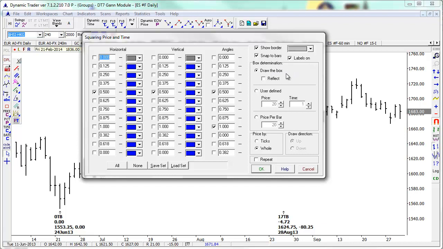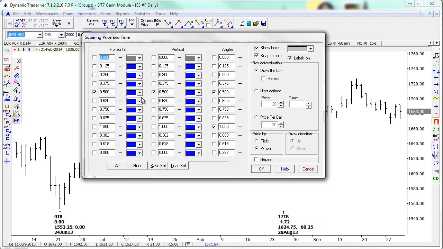And then we have draw the box. Well, that's what we're going to be doing. We do have other choices down here. I'll explain in a minute. We can either have a user-defined price by time, or we can define a certain number of price points per bar. But let's go back with just drawing the box. That means we're going to pick some swing on the chart from a low to a high or a high to a low and draw the box with the angles and divisions that we've chosen here.